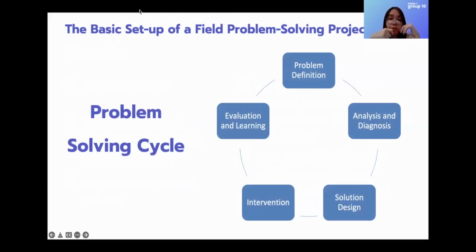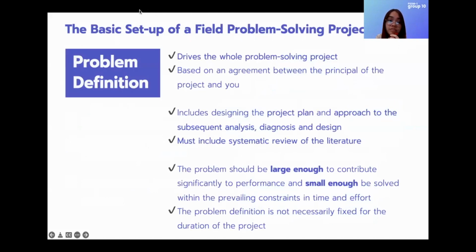Okay, for the next part, we talk about how problem-solving projects follow a problem-solving cycle as shown earlier. Now we will get into more detail about each of the steps. Moving on, the first step is problem definition. This step drives the whole problem-solving project and is based on an agreement between the principal of the project and you, the student. In this step, alongside defining the problem statement, it also includes designing the project plan and approach to the subsequent analysis, diagnosis, and design. Importantly, it must include a systematic review of the literature, which will serve as a foundation for upcoming steps.